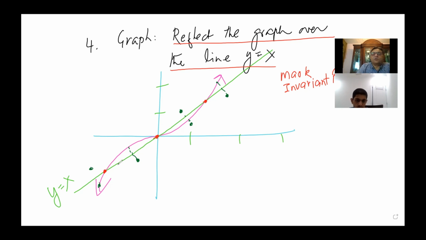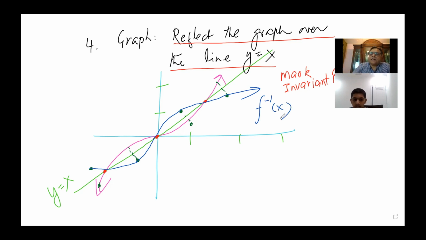Now, I just need to connect these image points to get my graph. Is that okay? So I'm going through the invariant, connecting the image. Is that clear to you? See how easily I have sketched the inverse of the function. Is that clear to you?